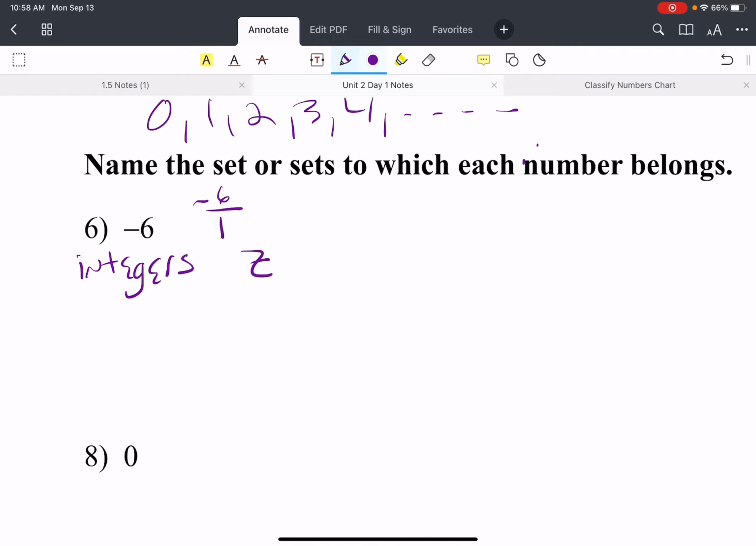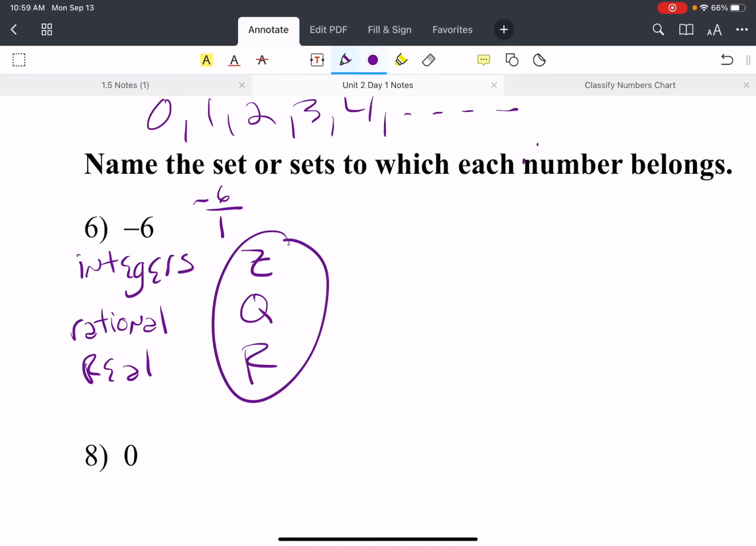It's rational as well. So even these whole numbers are still rational numbers because they have that divided by 1, that invisible fraction. Wait, is it rational or irrational? It's rational. Irrational are the ones I can't write as fractions. Rational are the ones I can write as fractions. And then if I gave you a number line, could I plot -6? Could I graph that? Yeah, so it's also a real number. So that's how that one is going to classify.